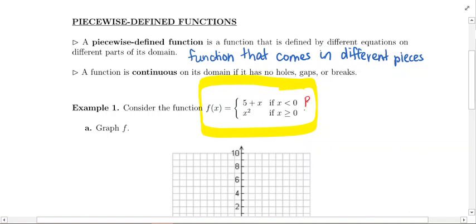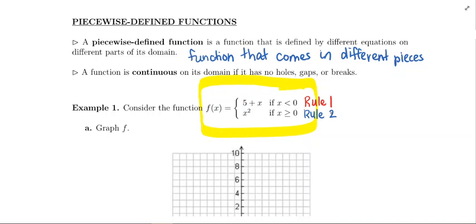I'm going to say this is rule 1. And then there's a second rule here. Your rule is going to be x squared, and you follow that formula if your x values are bigger than or equal to 0. I'm going to call this one rule 2. This particular function has 2 different rules, so when you graph it out, you'll have 2 different pieces. With a piecewise defined function, you can have as many rules or pieces as you want.